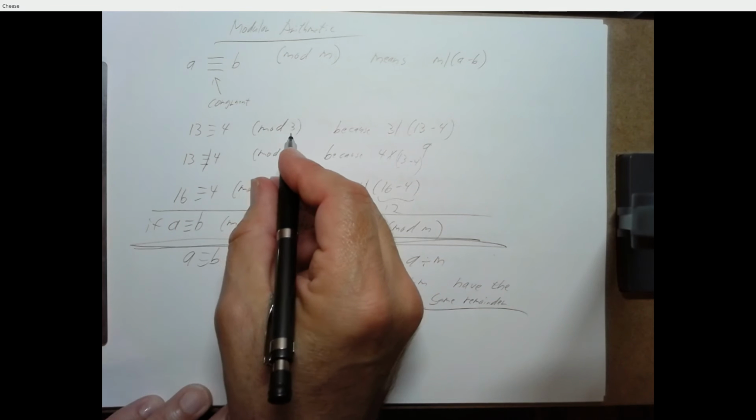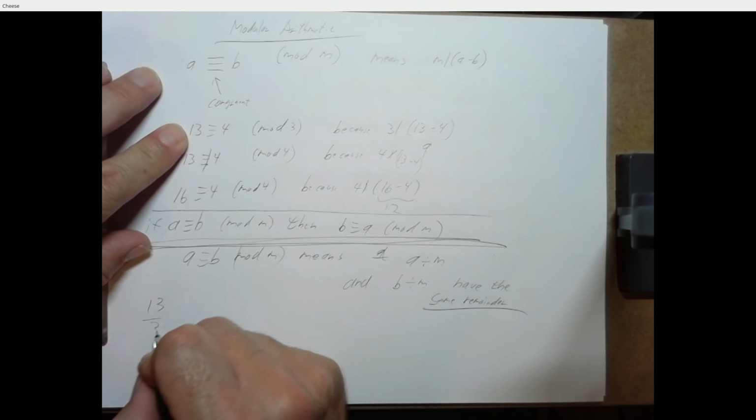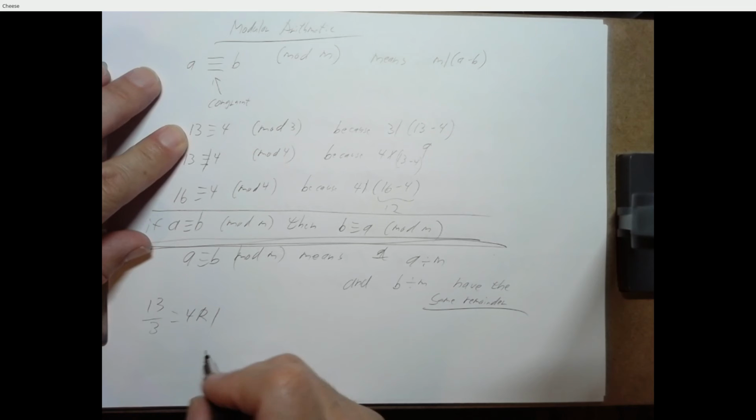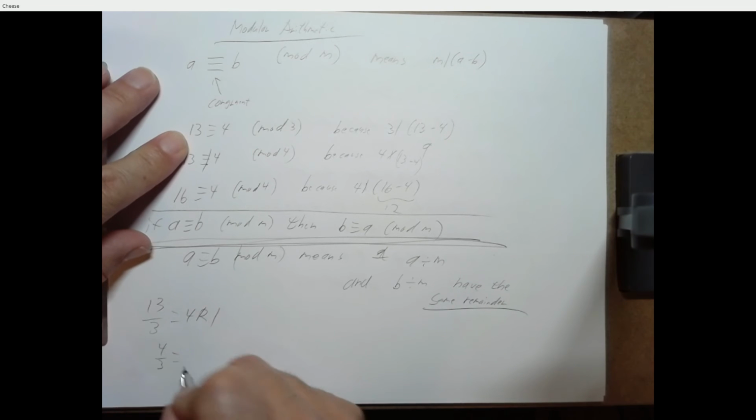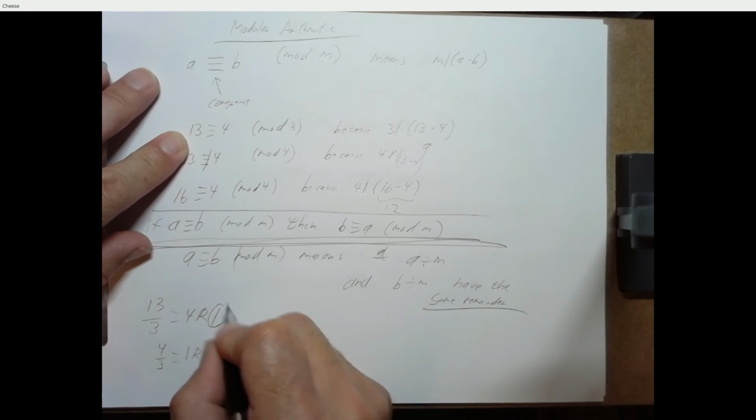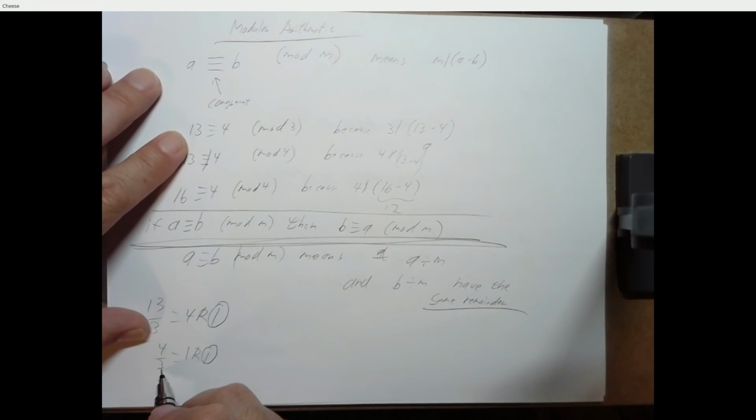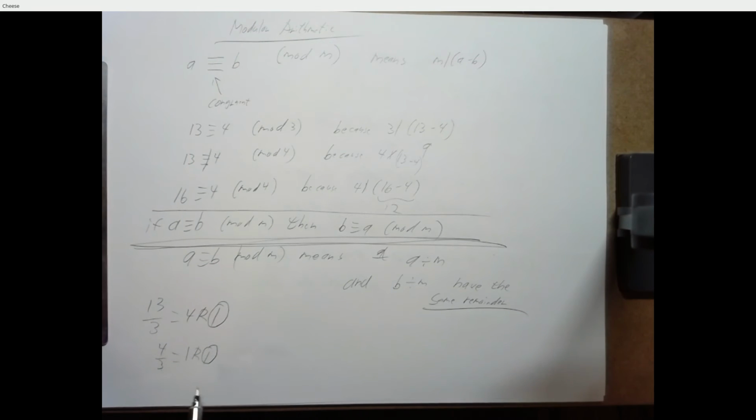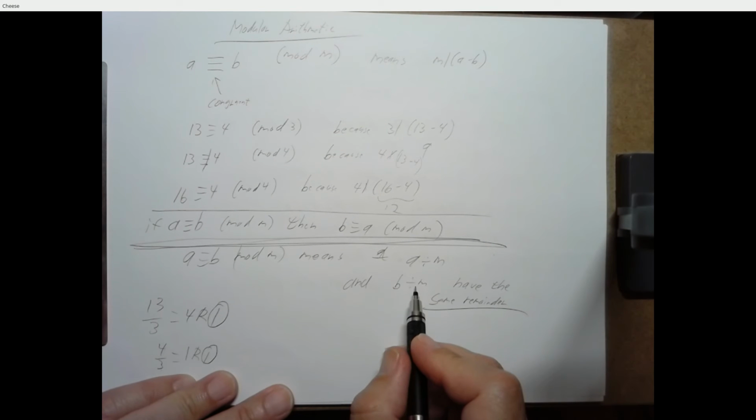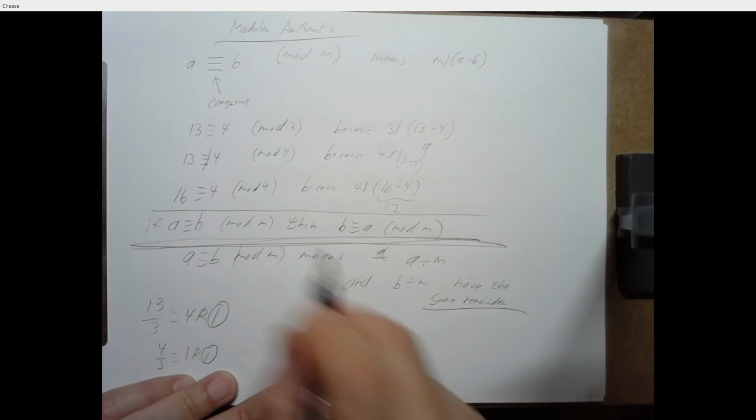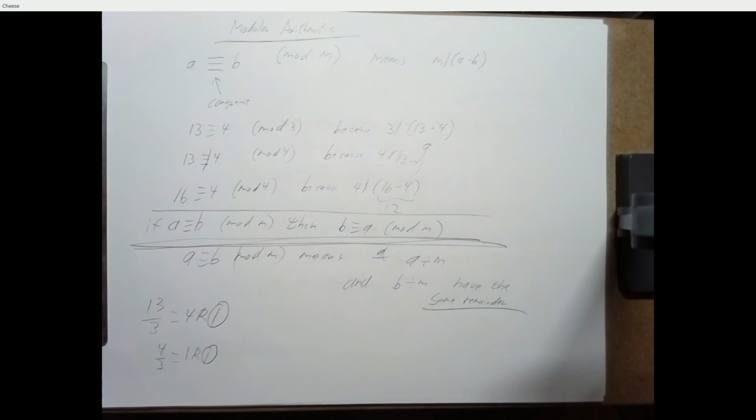So let's look at 13 and 4 mod 3. 13 divided by 3 is equal to 4 with a remainder of 1. 4 divided by 3 is equal to 1 with a remainder of 1. These remainders are the same, therefore 13 and 4 are congruent modulo 3. And you can convince yourself that if this is the case, if a divided by m and b divided by m have the same remainder, then a minus b must be divisible by m. And we'll do some exercises on the board seeing that.